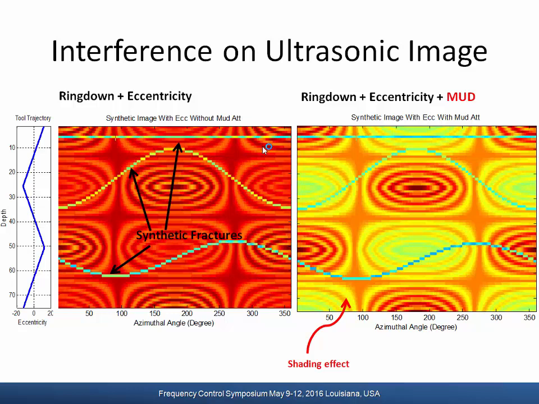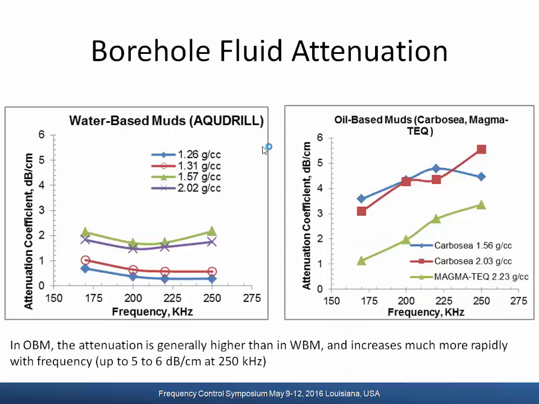So based on this previous analysis, we can draw a conclusion. First, the wood grain pattern is caused by the ringdown modulation effect. And the other conclusion is the shading effect is caused by the mud and eccentricity effect. So we have two issues here. In order to remove or reduce this interference noise, we first apply the mud eccentricity correction. So we should have a look at the mud attenuation first.